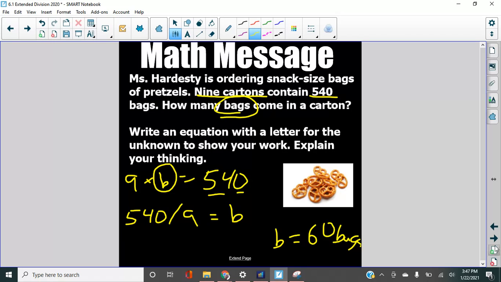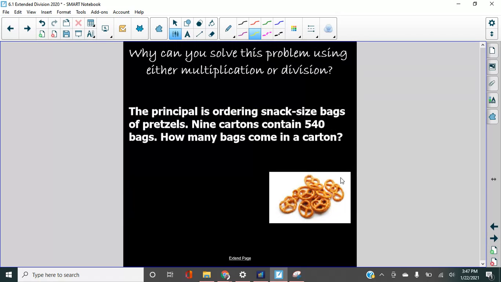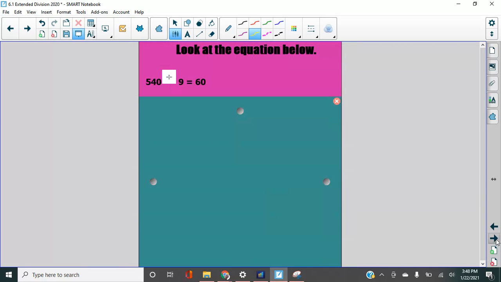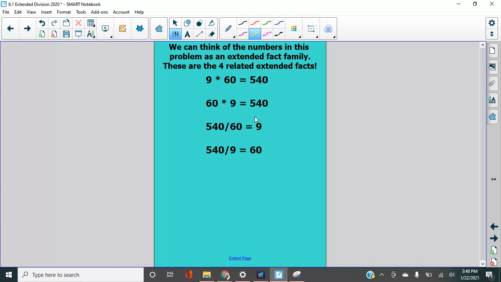So why can I solve this problem using either multiplication or division? Why does either one work? These are what are called inverses, right? Multiplication and division are inverses. You've worked with these before, right? You've seen these fact families right here. 9 times 60 equals 540. 60 times 9 equals 540.